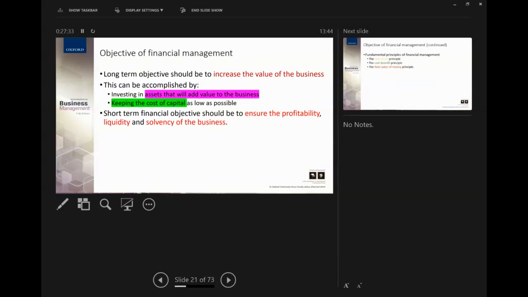Then here now they're just talking about the objective of financial management. The long-term objective is to increase value. As financial managers, you guys won't do Finance 2A, but if you are going to do Finance 2A, the way they word it is that your objective as a financial manager is to maximize shareholder wealth. Or in other words, to maximize your profits. Your bottom line.